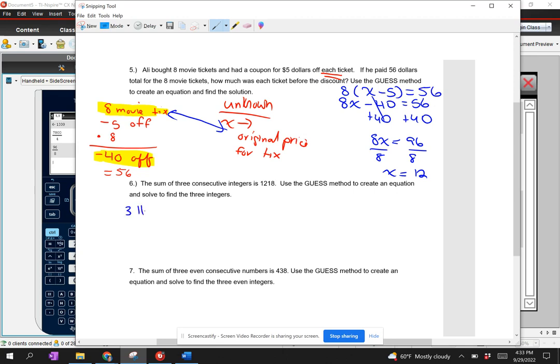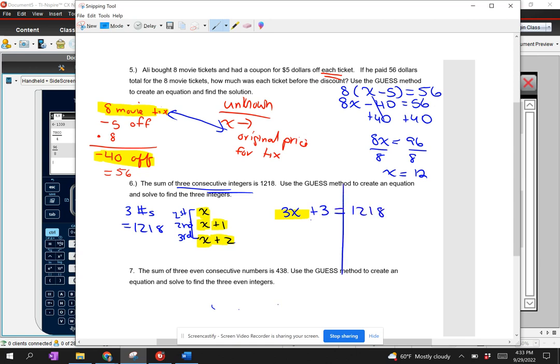So I know I need 3 numbers. I know that it's going to equal 1218. So since it says just 3 consecutive, it's going to be x, x plus 1, x plus 2. So this is the first number, second number, and third. So from there, 1x, 2x, 3x, and then 1 plus 2 gets me plus 3, and my total is 1218. Now we get a two-step.